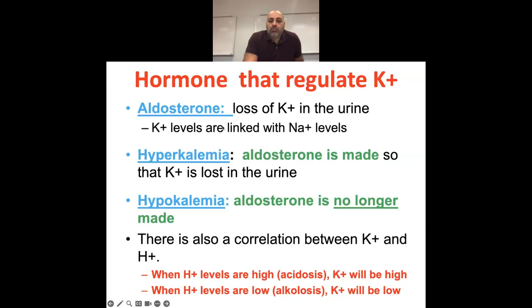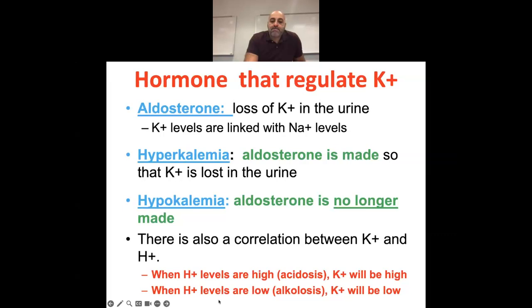So aldosterone, we lose potassium. If we produce aldosterone, we pull sodium in, we lose potassium. Hyperkalemia, if it's high, the body will release aldosterone to correct it. So we'll pull sodium in, we'll get rid of potassium. If our potassium is low, we will stop producing aldosterone so we can release sodium and pull potassium in.